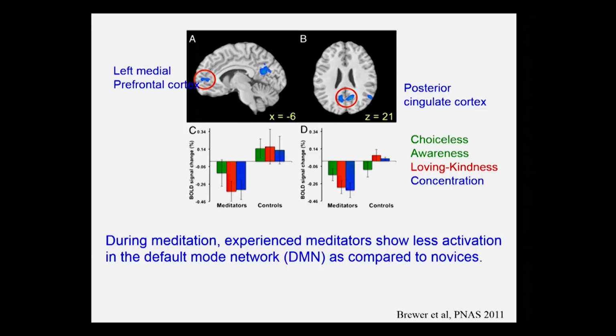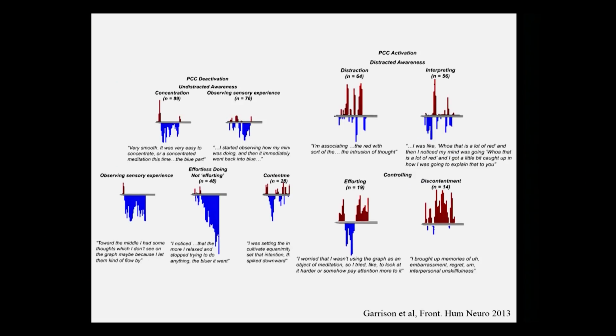And this is part of what's called the default mode network, which has received a lot of attention in the literature. And essentially, with meditation, it appears that you're able to deactivate this area of the brain called the default mode network. And what is the default mode network? And what are these areas of the brain?